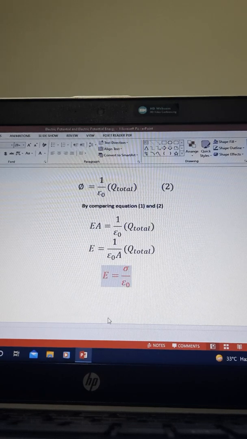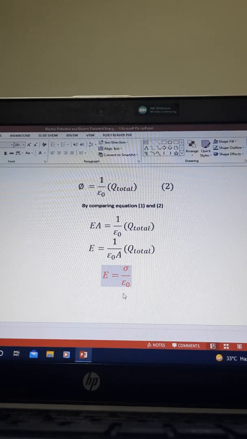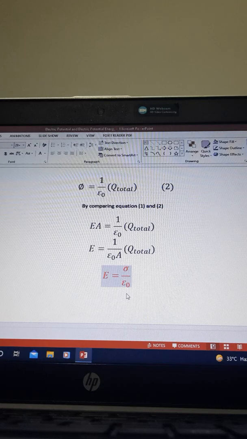So this is all about the Gauss's third application, the calculation of the electric field for the oppositely charged parallel plates. Thank you.